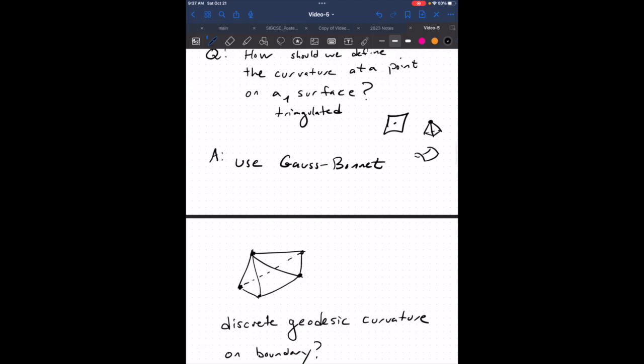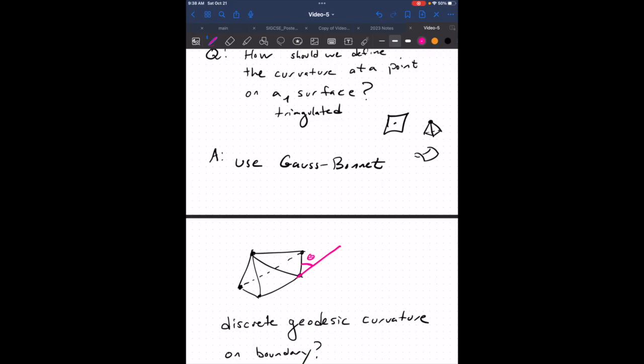Okay, so on smooth surfaces, geodesic curvature was maybe a little less intuitive than Gaussian curvature, but on discrete surfaces, geodesic curvature is maybe more natural. So if I'm interested in the geodesic curvature, let's say at this point, what is geodesic curvature measuring? It's how far you are away from being a straight line. So I could extend this, and my geodesic curvature is somehow going to be this angle here. So this is our geodesic curvature on the boundary.